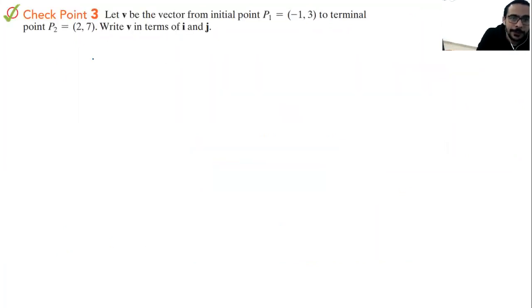Check point number 3. Yes, Mr. Omar Hammam. Please check the quantity number 3.